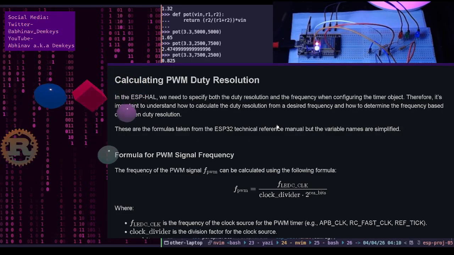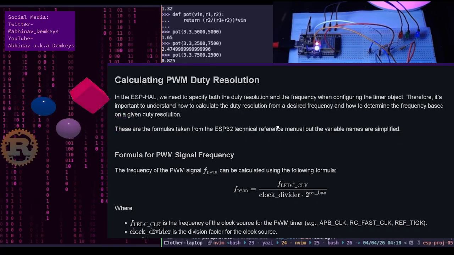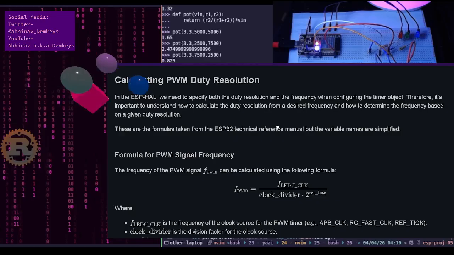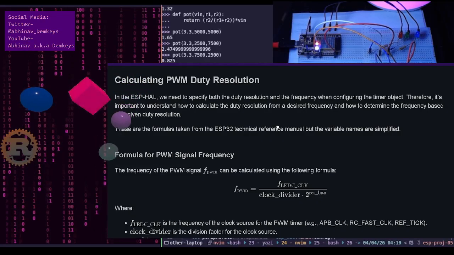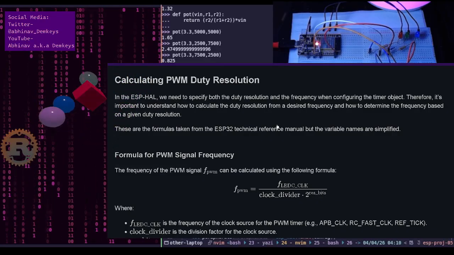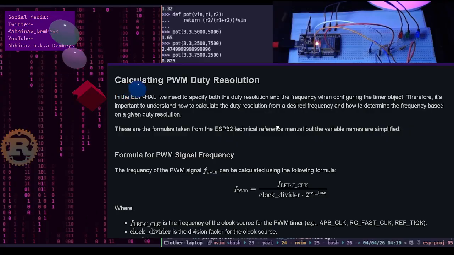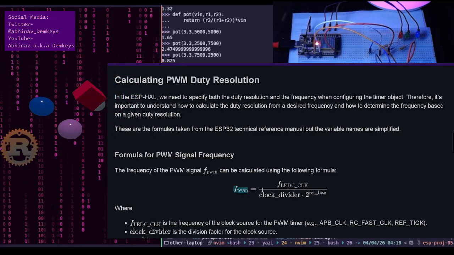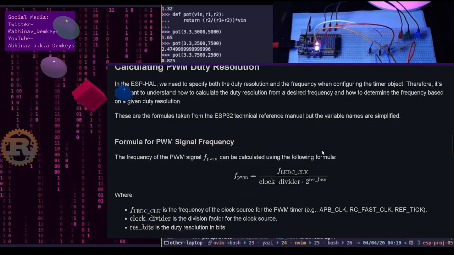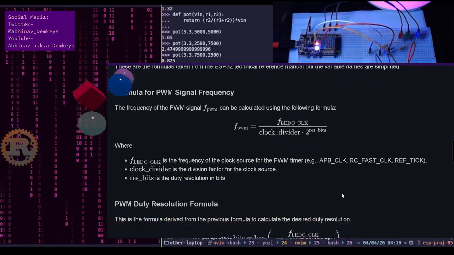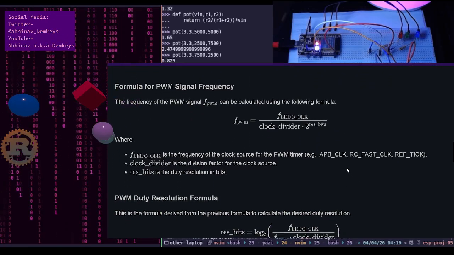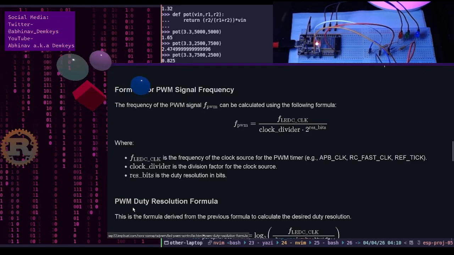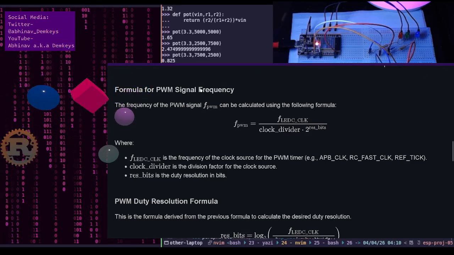These are the formulas taken from the ESP32's technical reference manual, but the variable names are simplified. Formula for PWM signal frequency. Okay, this is including a bunch of stuff here. There's PWM signal frequency, there's PWM duty resolution formula.